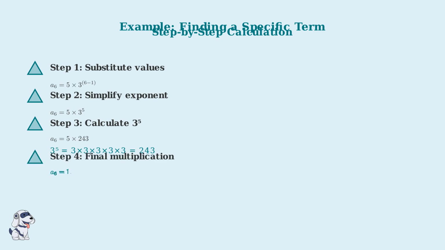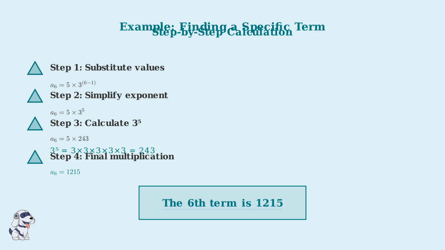Step 4. Finally, we multiply 5 times 243 to get 1215. Therefore, the sixth term of our geometric sequence is 1215. This demonstrates how we can find any term in a geometric sequence using the general formula.